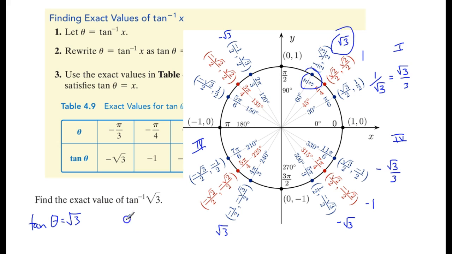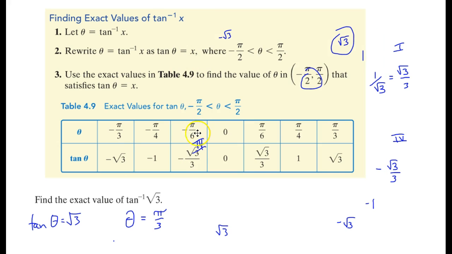So pi over 3 is what our answer is. So again, we can see it without having to use the unit circle on this. I want the square root of 3, so that's here, so that corresponds to pi over 3, so that's our answer. But I would prefer you to get used to it on the unit circle, since you should already have one of those.